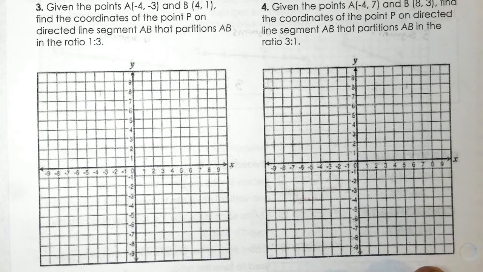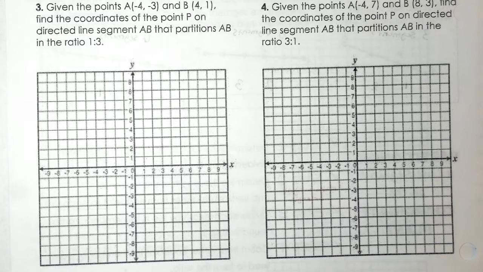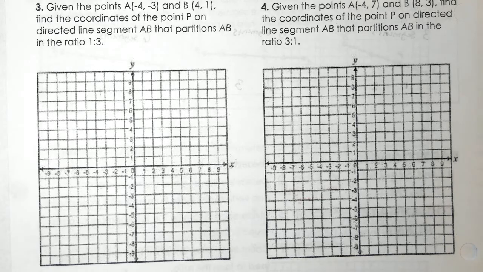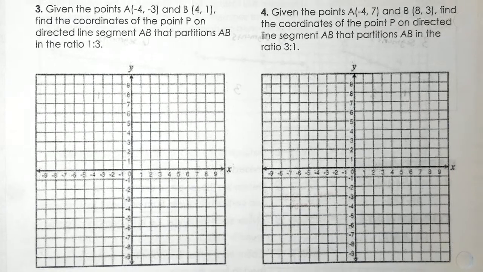This one says, given these points, find the coordinates of point P on the directed line segment AB that partitions AB into a ratio of 1 to 3. So we split in 1 to 3 on this one. Should be pretty easy for y'all to do this one. I might even pause and let y'all do it and see what y'all get. But I'm going to go ahead.